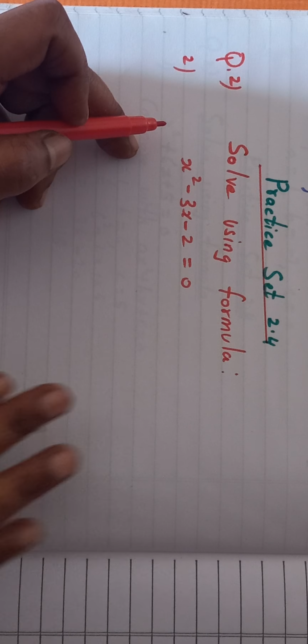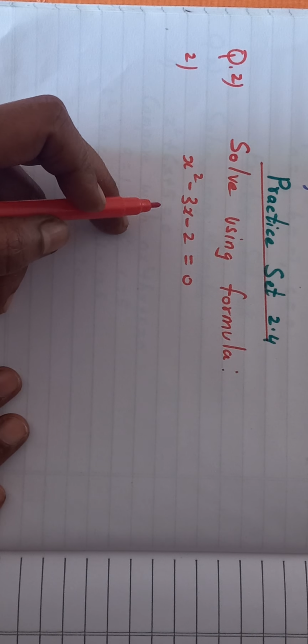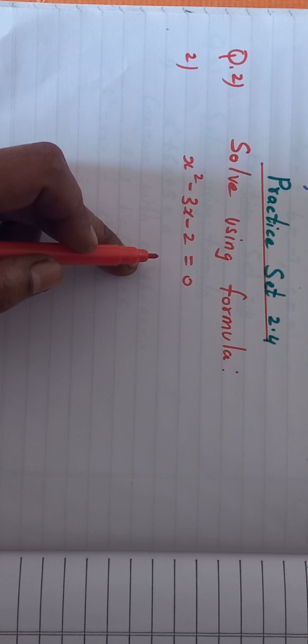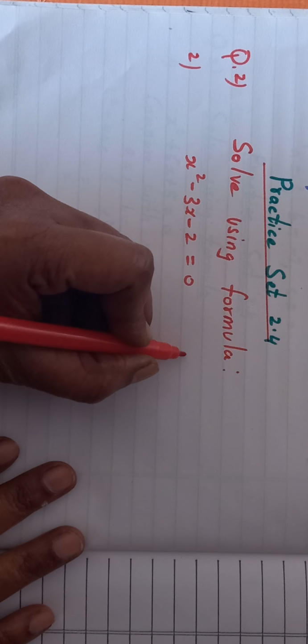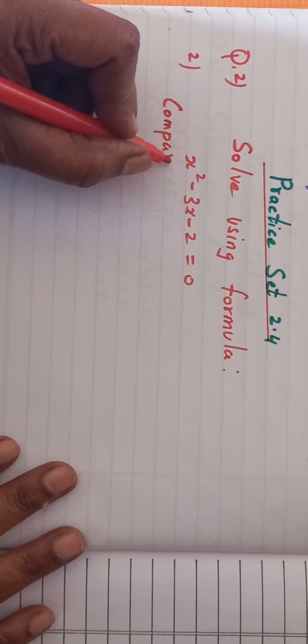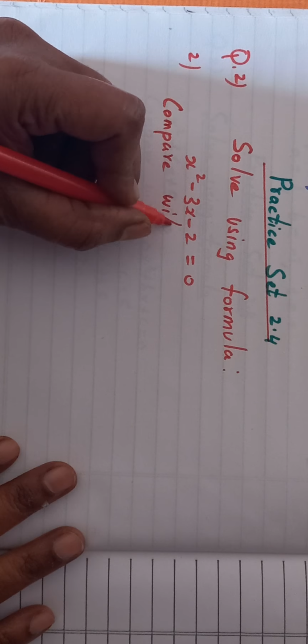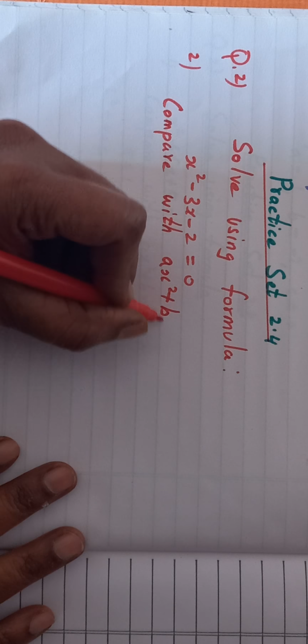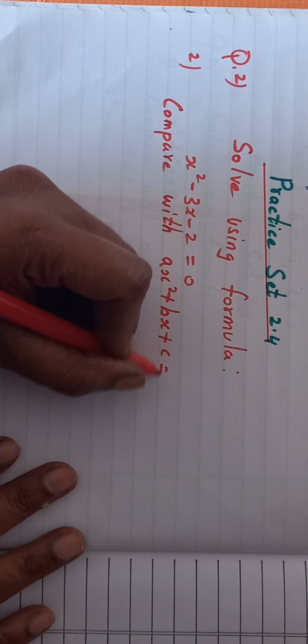First, we have already completed. Now, for the second example, as I said, first compare the given quadratic equation with the general form of the equation, that is, ax square plus bx plus c is equal to 0. This will be the first step.